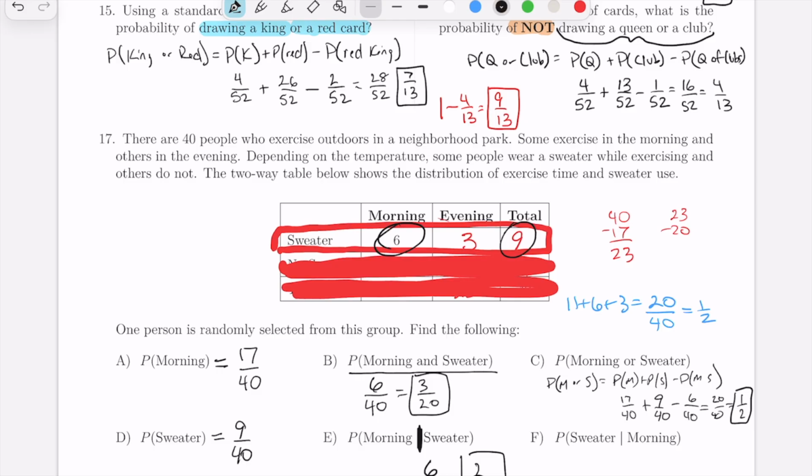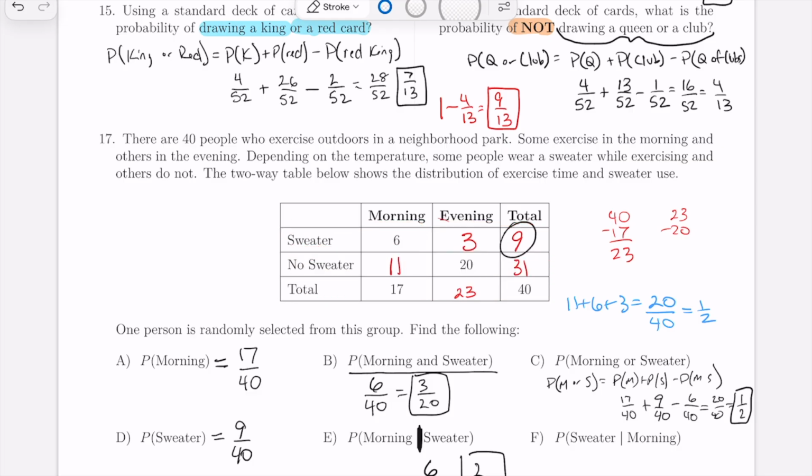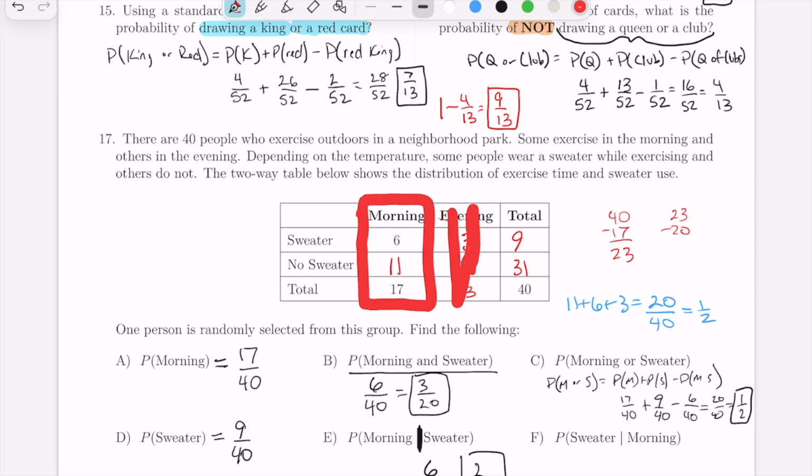Next, it says the probability of a sweater given that they were exercising in the morning. Well, this time we're only going to focus on the people that were exercising in the morning. So if we only look at those, I'm going to get rid of those. That way we don't accidentally use some number from that category. Now, find the probability that someone's wearing a sweater if we can only look at the people that were exercising in the morning. That would be 6/17ths.